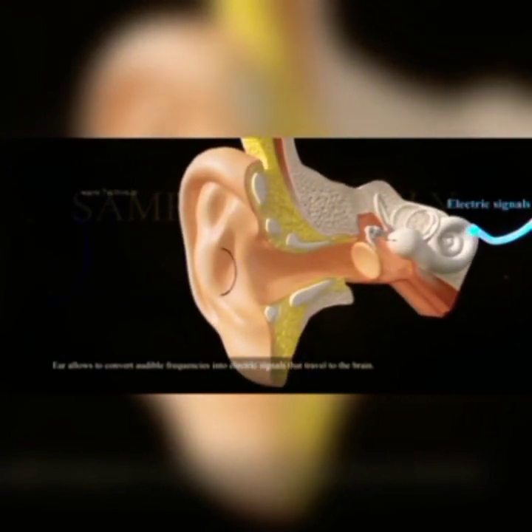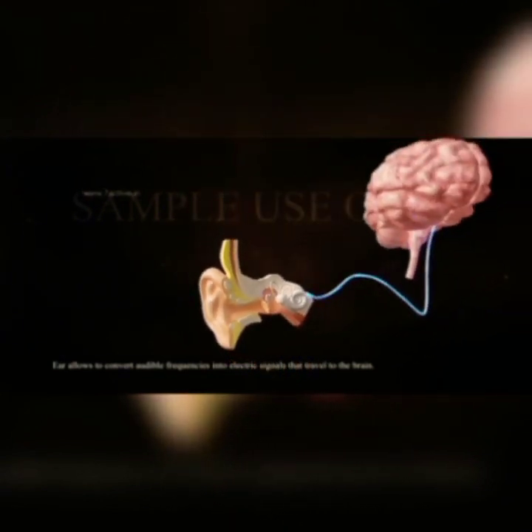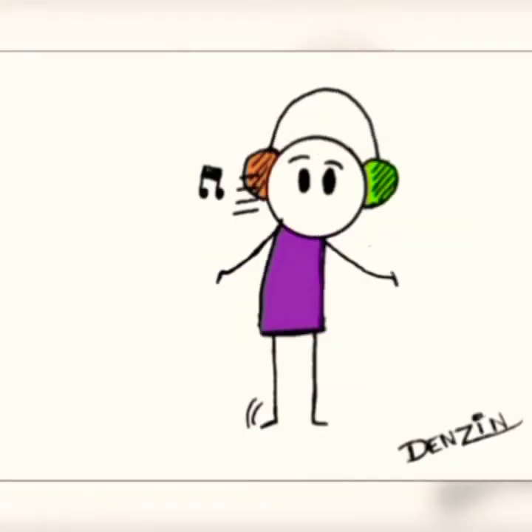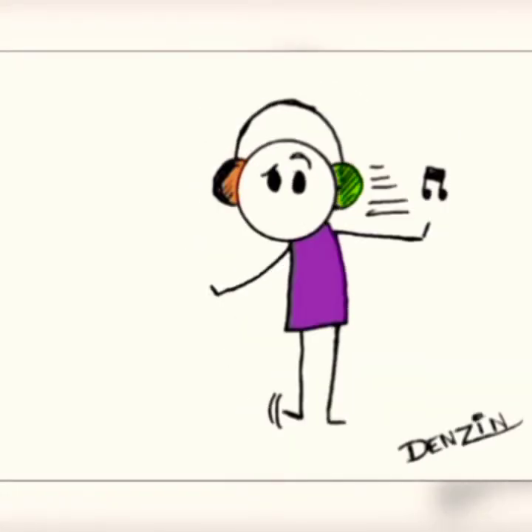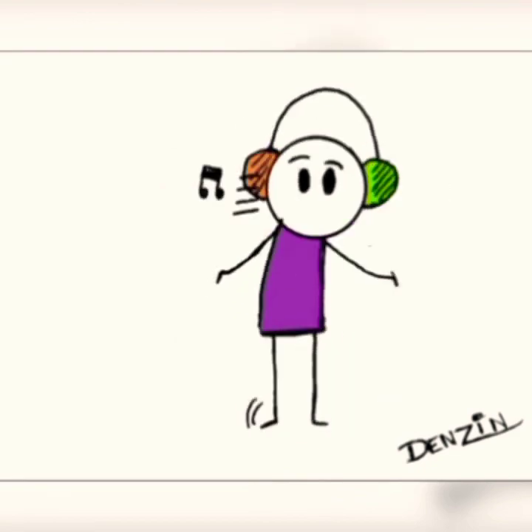So here we can say that there are two basic functions of the ear. The first one is the hearing process and localization of sound, and the second one is balancing the body. So besides hearing, ears also help us to maintain body balance.